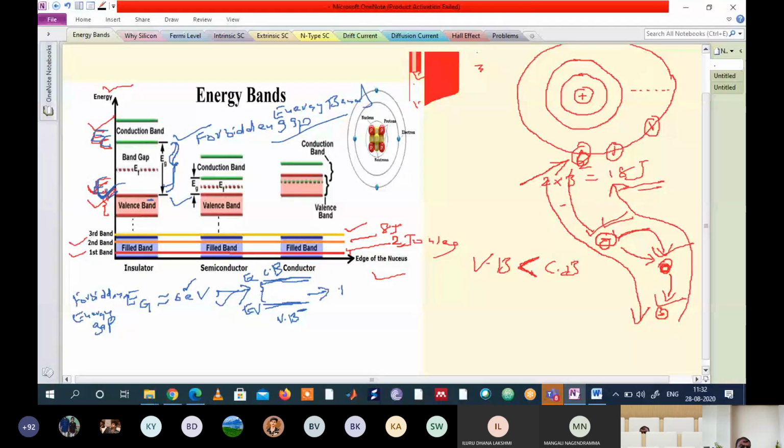Right. What are examples of insulators? Examples of insulators are carbon, diamond. These are technical examples of insulators, carbon, diamond. What are natural examples of insulators? Very good. Wood. What is the other one?